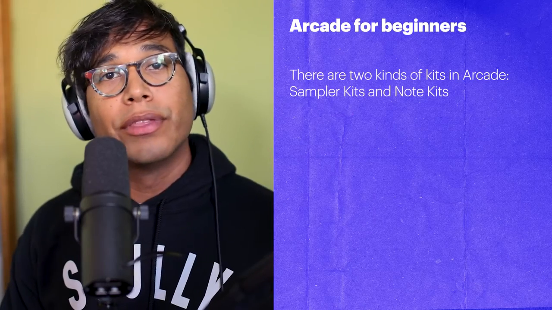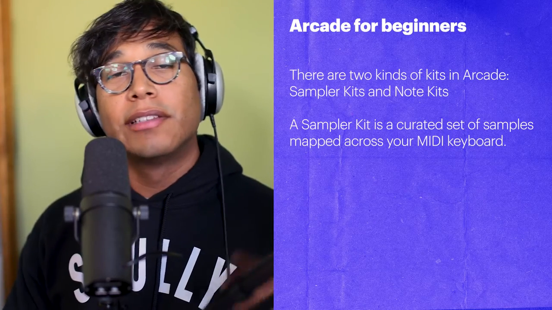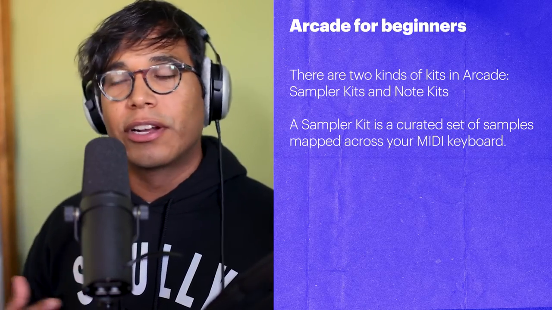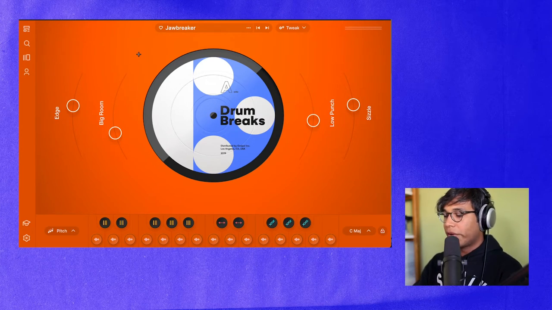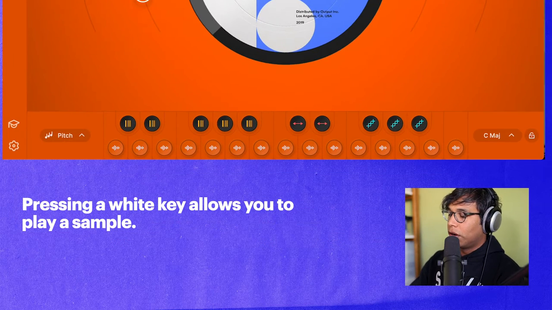So let's start off talking about kits, because kits is pretty much what Arcade is all about. You have two kinds of kits to play around with. You have a sampler kit and you have a notes kit. A sampler kit is a curated set of samples that are mapped across your MIDI keyboard. So let me just show you one. This is a drum breaks kit. This is one of my favorite ones to mess around with. All your white keys are the samples.